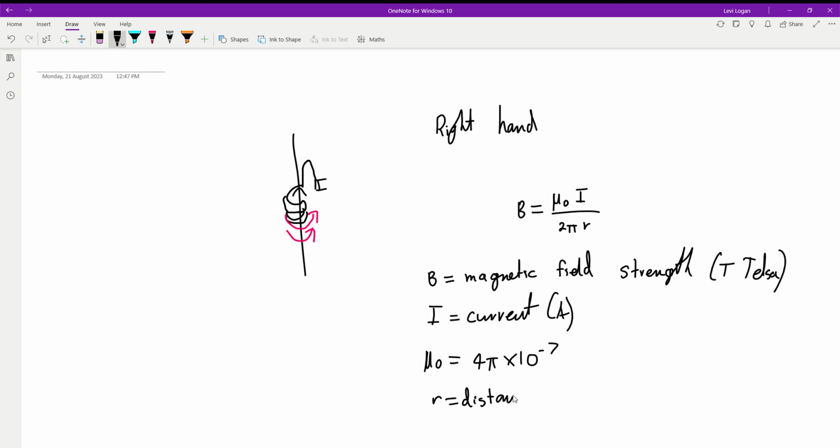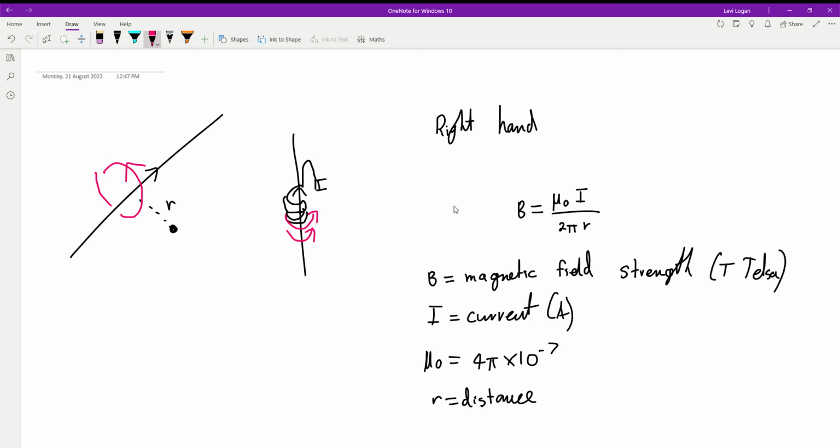So what this means is if we have a current and you have some distance away from it, you can work out the magnetic field strength there, because we know the magnetic field is going to be going around here like this in a loop, but it's going to get weaker the further away it is.